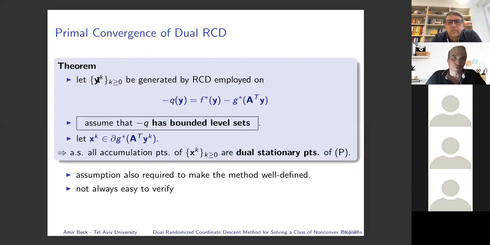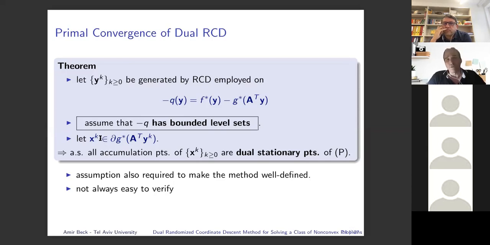The theorem says the following: let Y_k be generated by the RCD method, employed on the minus of the dual objective function, because I look at minimization problems. Let's assume that minus Q has bounded level sets. This is an assumption that we put sometimes. And let's define the primal sequence as always. Then almost surely all accumulation points of X_k are dual stationary points of P.